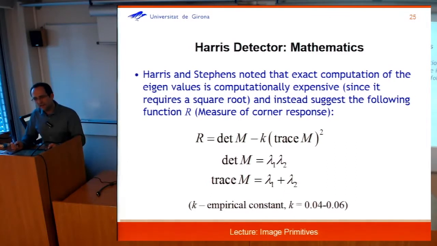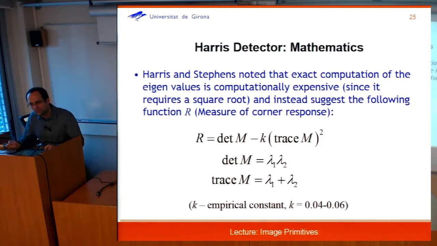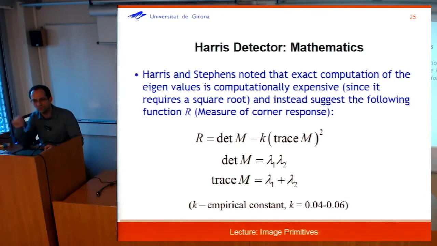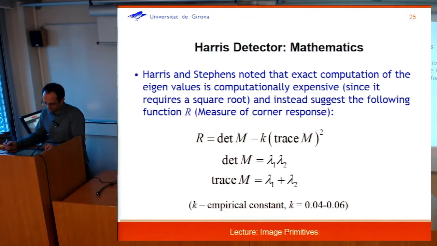However, at the time that Harris and Stephens proposed their method, computing the eigenvalues was a very time-consuming operation because computers were not very fast and you had to solve a square root and you need to do it for every pixel. So again, imagine I have an image of 1000 by 1000, I need to do this 1 million times. And this was very time consuming.